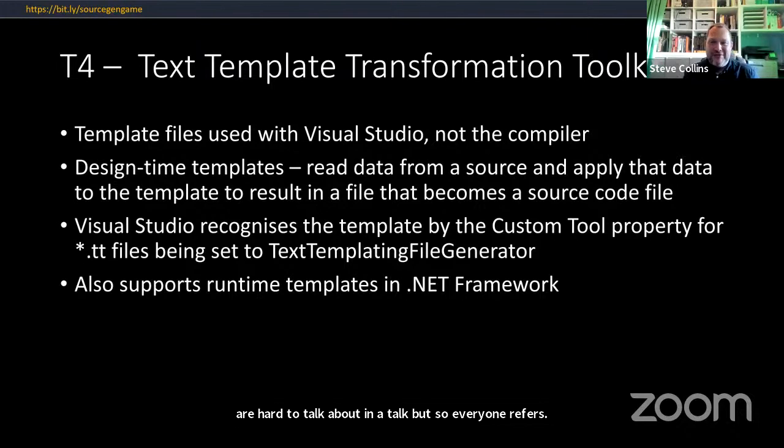T4 falls into two camps. The first is for runtime, where you pass some model into the template and get it to generate some text for you. So that's a bit like the Razor engine that you use with ASP.NET, for example. The second is for design time, which can generate code based on reading some file. So it's a bit like the code generators we were talking about earlier, that uses a text templating file generator that associates with a TT file extension. You can say things like, if I've got this file called XYZ, you can write your own that says it can take an XYZ file and generate some C# code for you.